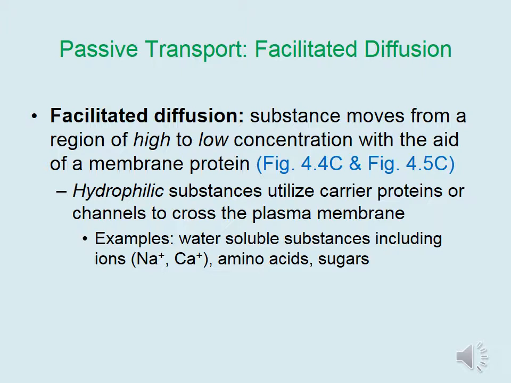Hydrophilic, or water-loving, substances utilize facilitated diffusion to get across the hydrophobic fatty acid tails of the phospholipid bilayer in the plasma membrane. These substances utilize carrier proteins or channels embedded in the membrane to enter or exit the cell. Examples of hydrophilic substances are all water-soluble substances, including ions like sodium and calcium that have charges that would be repelled by the fatty acid tails, along with amino acids and sugars which have charges and/or polar covalent bonds.